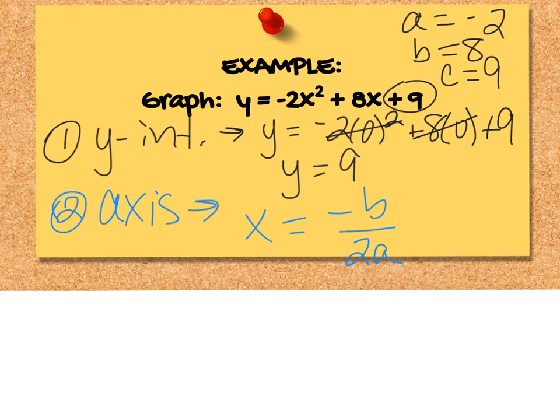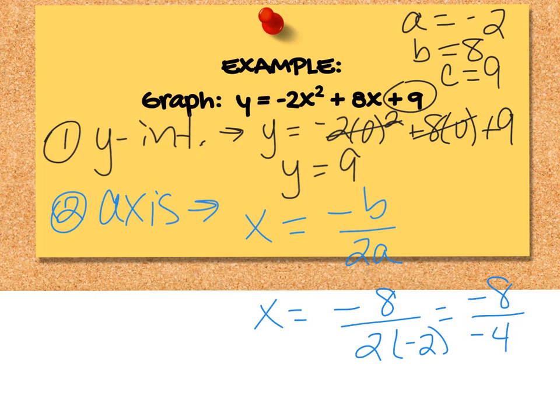Okay, so, all right, so X, oops, don't have a pen. There we go. So X is opposite of B, and B is 8, divided by 2 times A. So A is -2, so 2 times -2. Okay, so -8 over -4, so X equals 2. So remember, that is the x-coordinate of my vertex. It's my axis of symmetry.